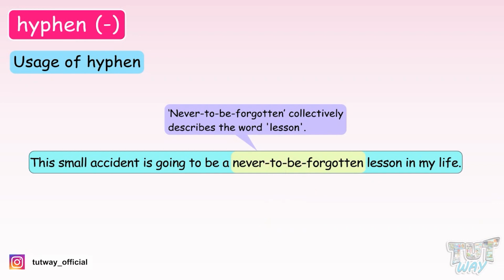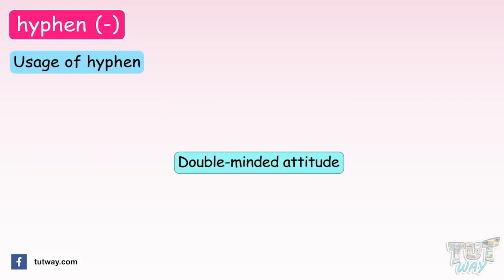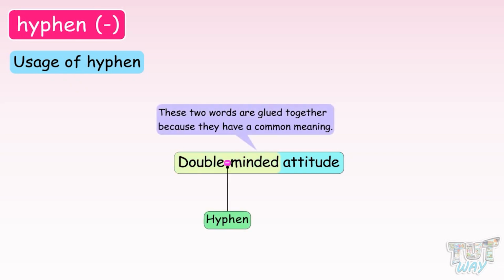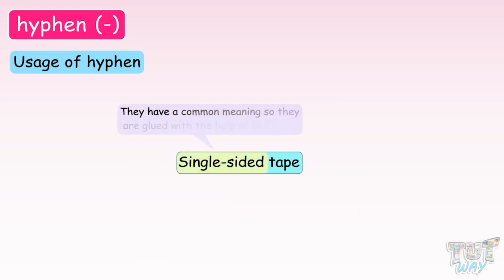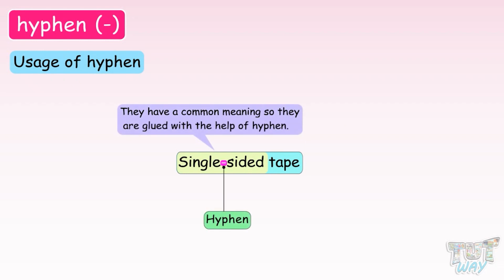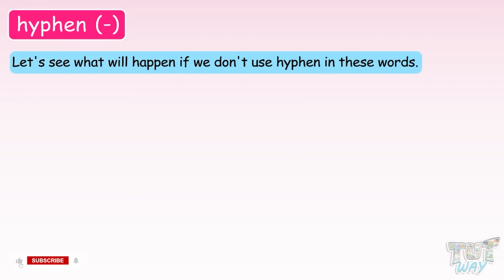Here are some more examples of glued words. Double-minded attitude. Here, double-minded, 2 words are glued together with the help of hyphen because they have common meaning. Single-sided tape. Here again, the 2 words, single and sided, have a common meaning, so we have glued them with a hyphen.